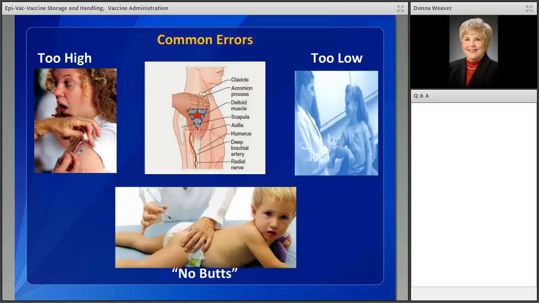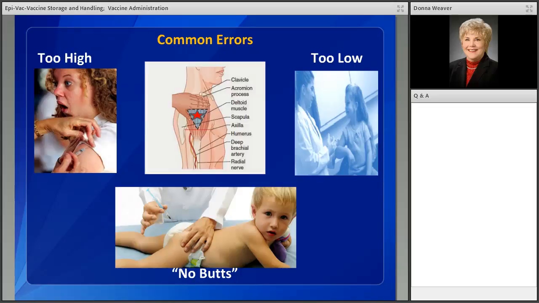The image in the top middle demonstrates where the deltoid muscle is located and how to use your hand and anatomical landmarks to locate the proper site for injection. You can see that the deltoid muscle is essentially an inverted triangle, and you want to inject into the belly of the muscle, which is the meatiest part of the muscle, where you see that red star.